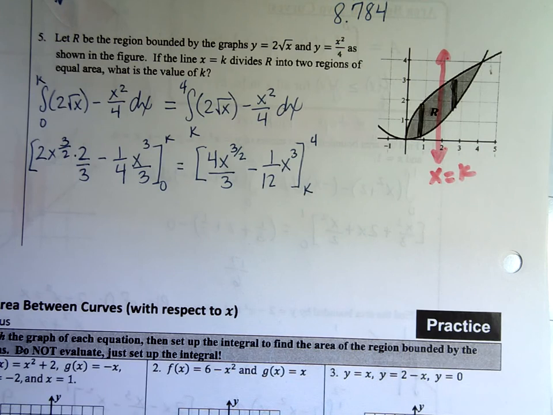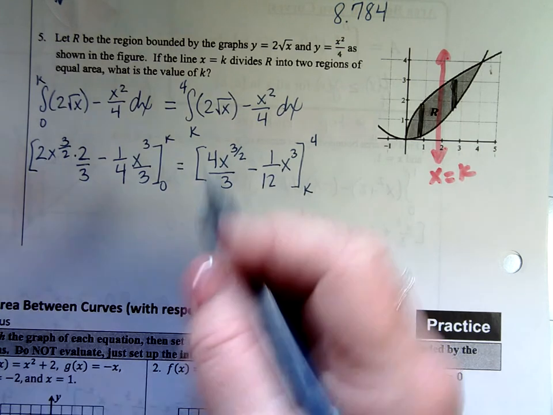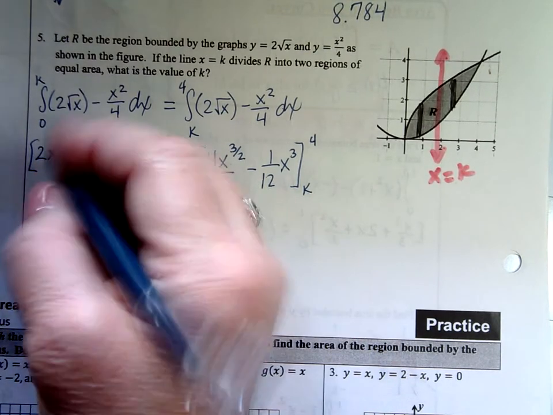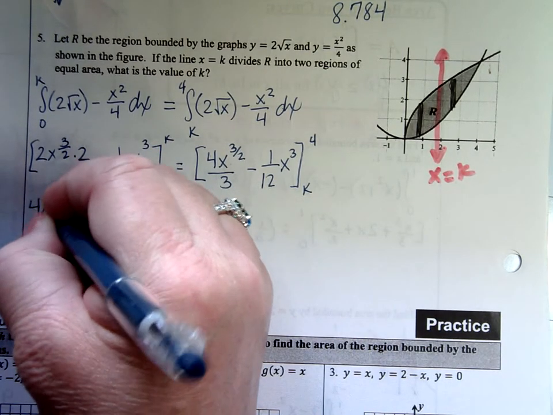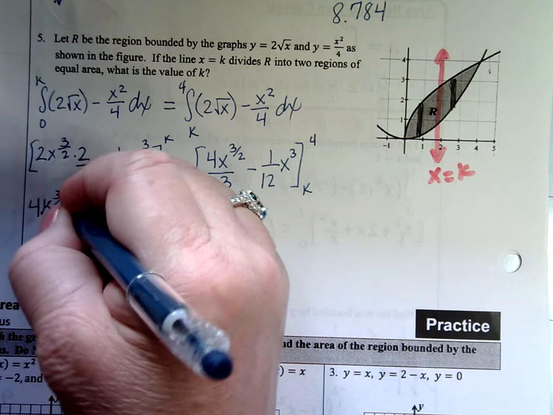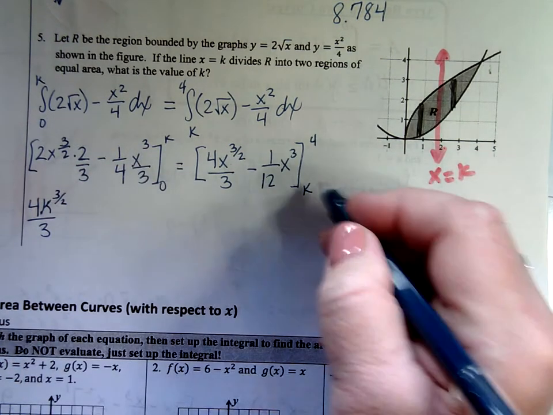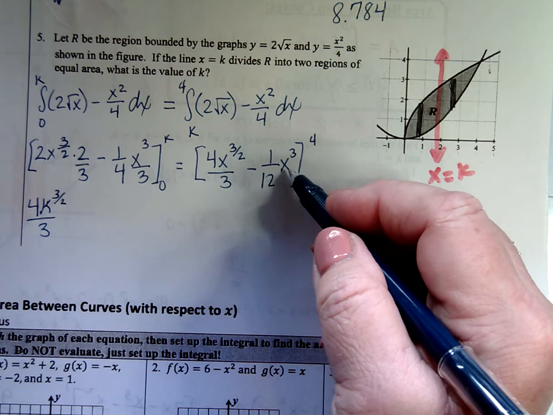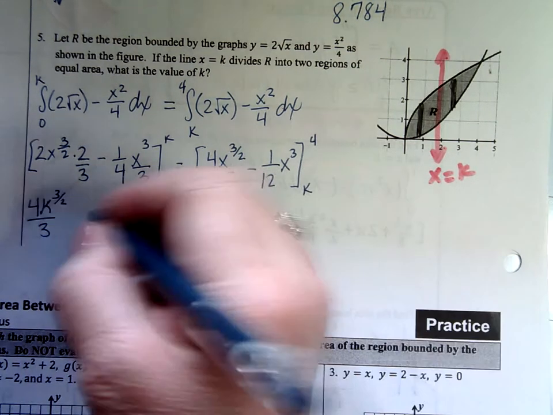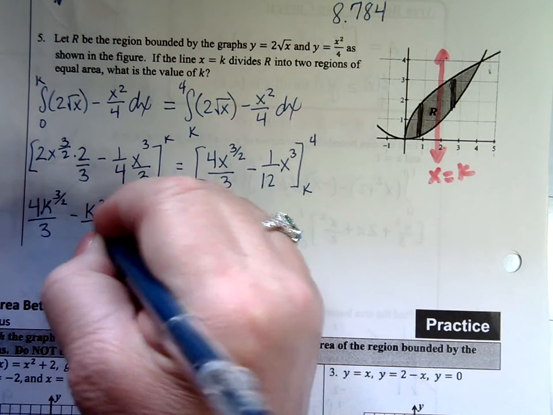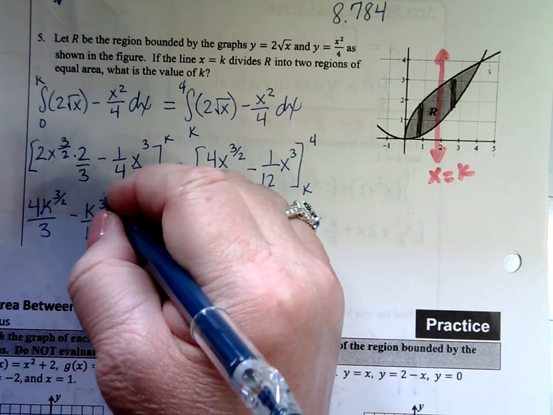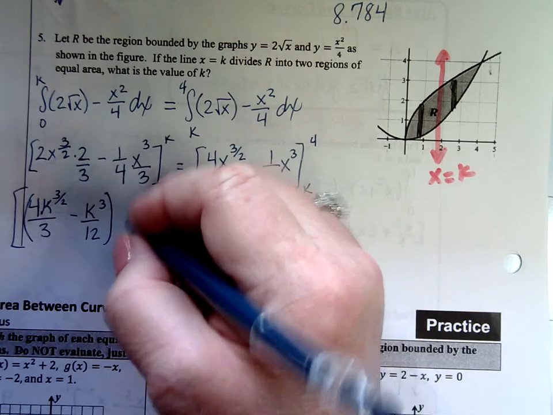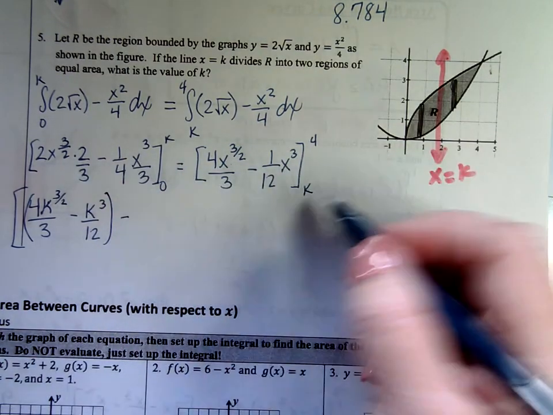All right, well, we're going to have to plug in a k. So what's that going to look like? Now I'm going to use my pretty one over here. If I put a k in here, this is 4k to the 3/2 over 3. This is going to be a k into this side, so it's going to be k cubed over 12 minus k cubed over 12. All right, that is plugging a k in. When I plug a 0 in, it's going to be zeroed out.